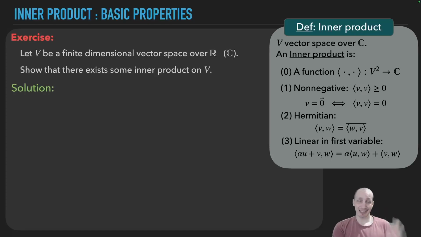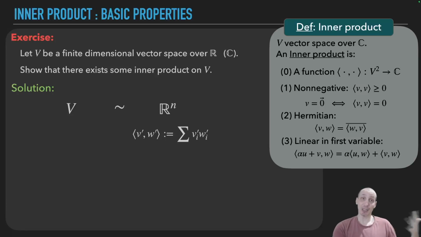Now, the trick to this solution is something that you already know from your basic linear algebra course: if you give me any finite dimensional vector space over the real numbers, then up to renaming it is the same as R to the n. And this is very interesting because on R to the n we already have an inner product, the standard inner product, so we can use it and, up to renaming, define an inner product over V.